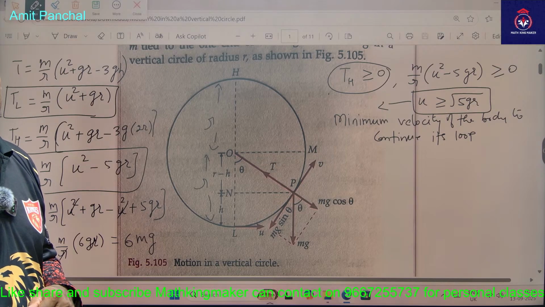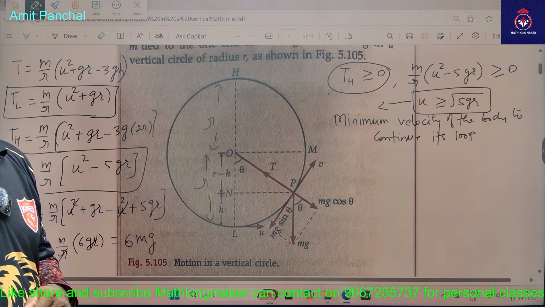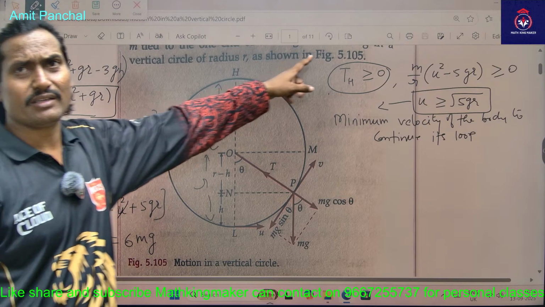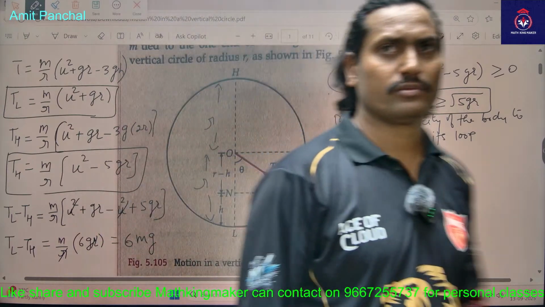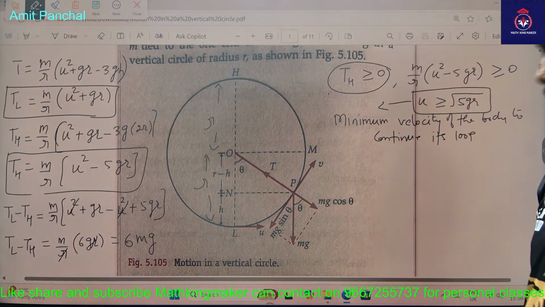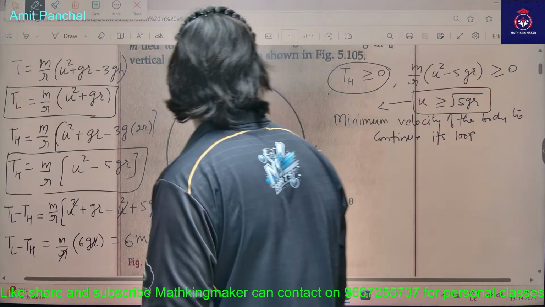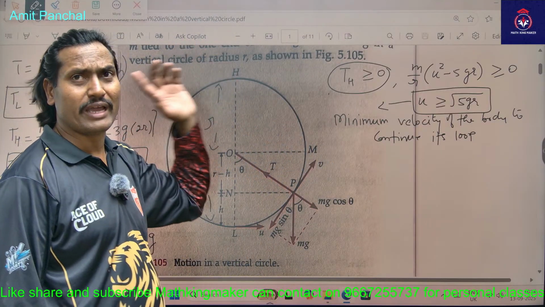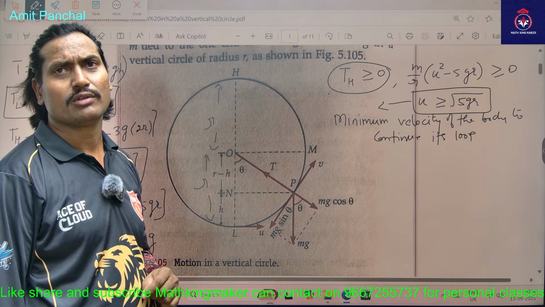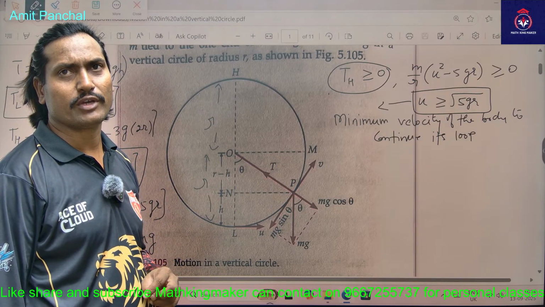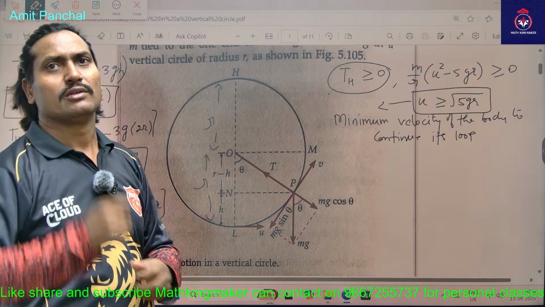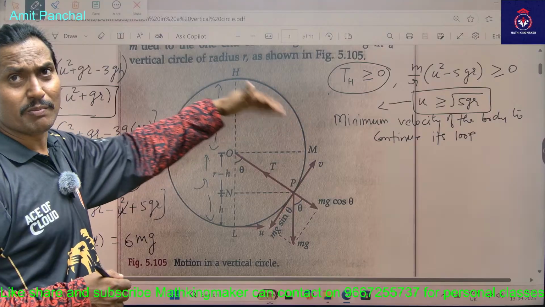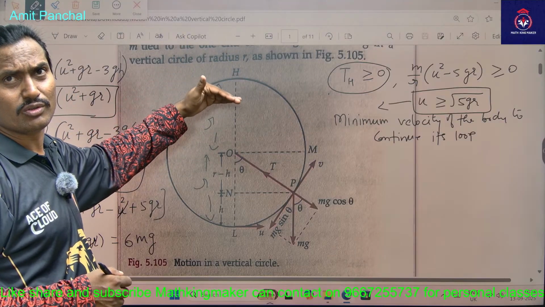The minimum tension it should have to continue the circle is the tension at the highest point. It should be greater than or equal to 0. It can't be negative. You're saying the tension at the highest point will be 0 every time? No, every time it will not be 0. When it's 0, it will still pass, but if it is less than 0, then it will fall down.